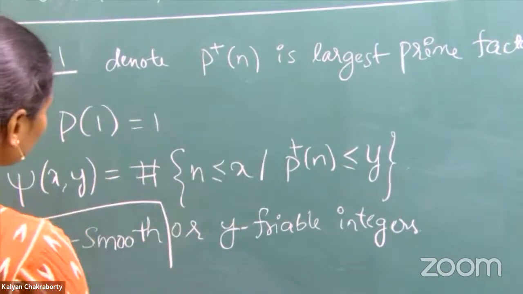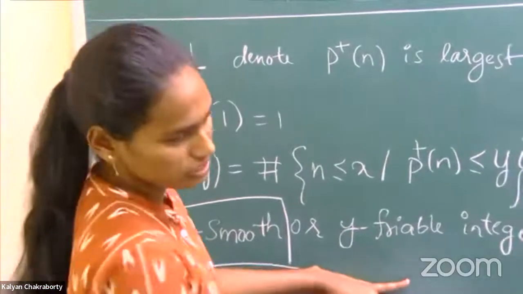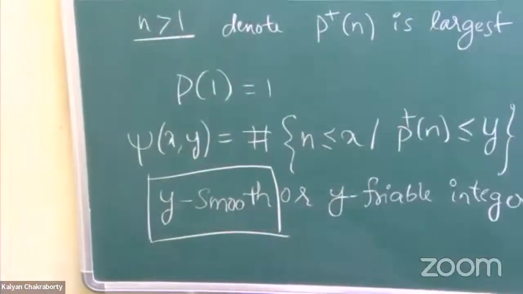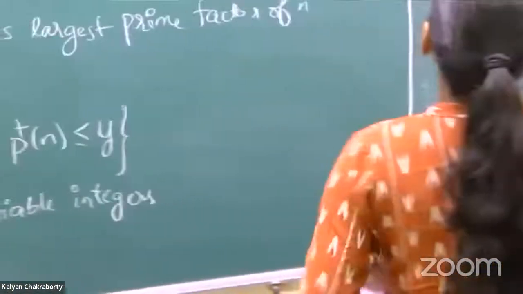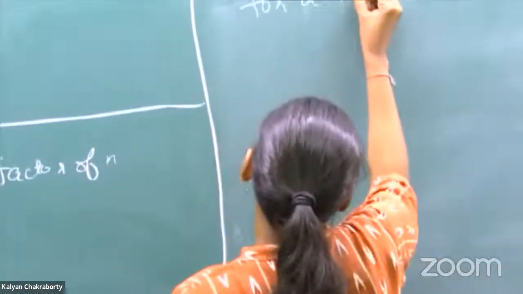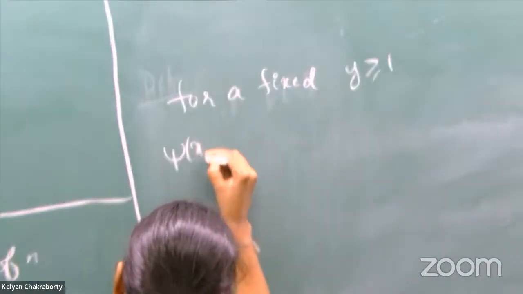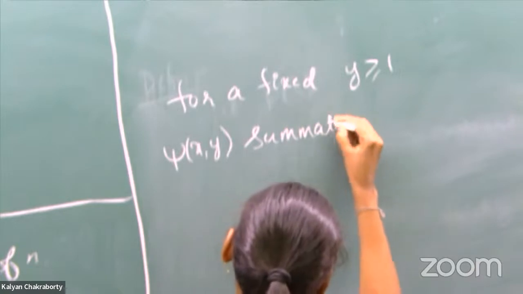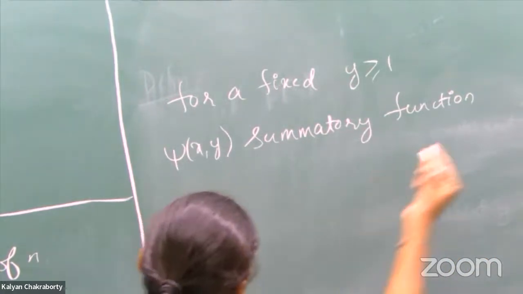Most probably we are going to use such kinds of integers as friable integers. For a fixed integer, we denote psi of x comma y as a summation function, which is multiplicative.